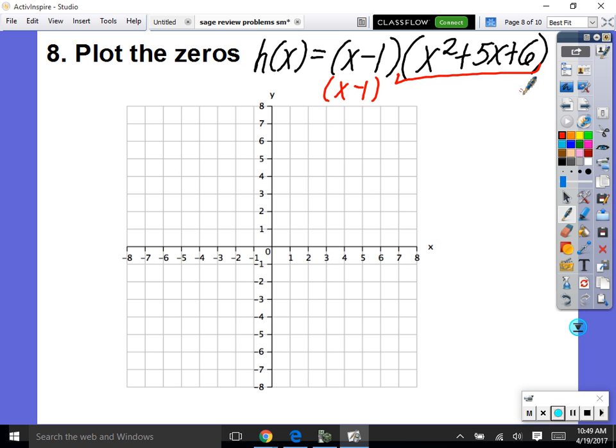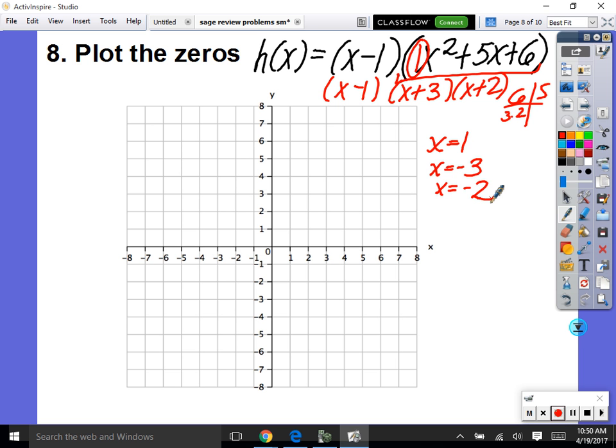We'd factor this, well, multiplies to be 6, adds up to be 5: 3 and 2, right? We can quick factor it because this is 1. So this factors to be (x plus 3)(x plus 2). So then you'll set each of those equal to 0 and solve. So we get x is equal to 1, x is equal to -3, x is equal to -2. So if we graph that, it would be here, here, and 1.